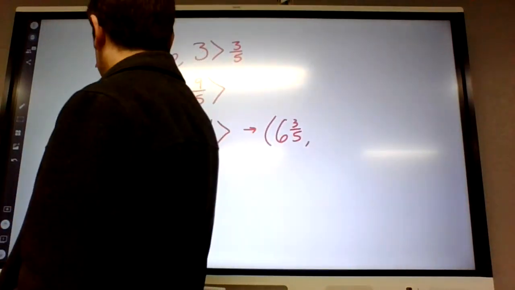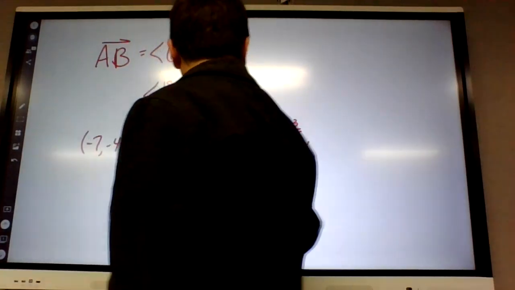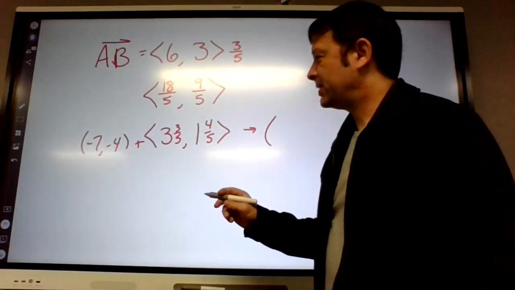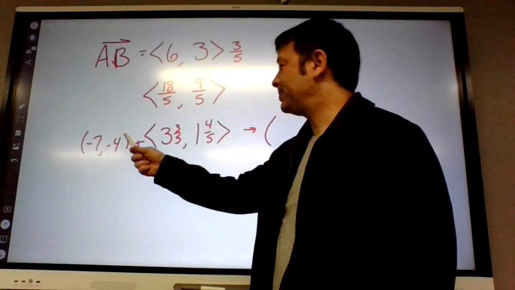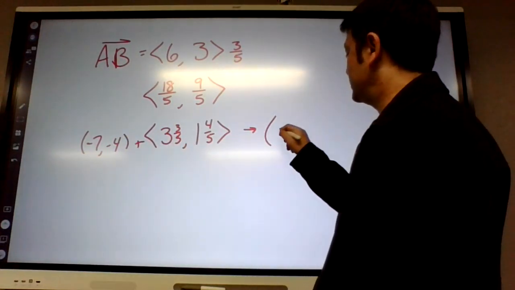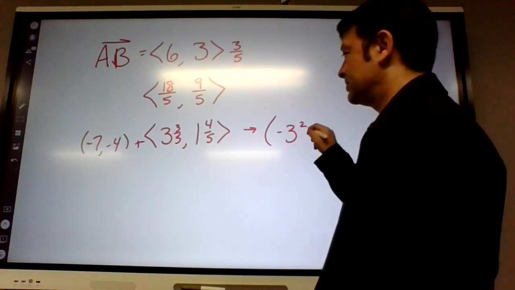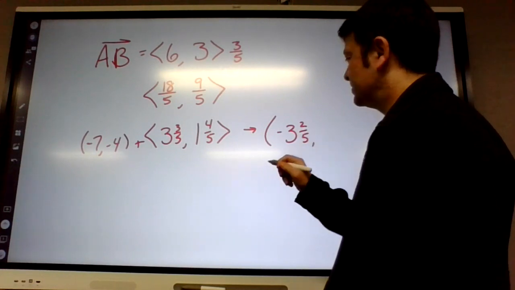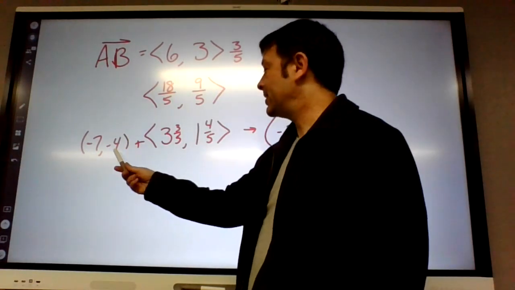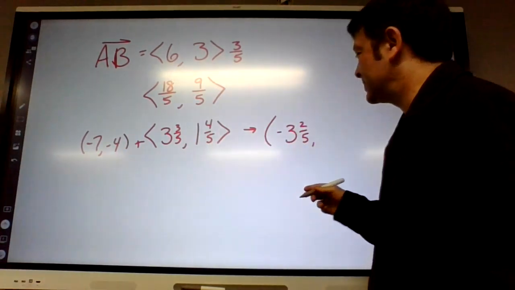17 is negative 7, negative 4. Okay. Negative 7 plus 3 3/5. That's kind of tricky. It's negative 3 2/5. Yeah, I might have to use your calculator on that. Negative 4 plus 1 4/5 is negative 2.